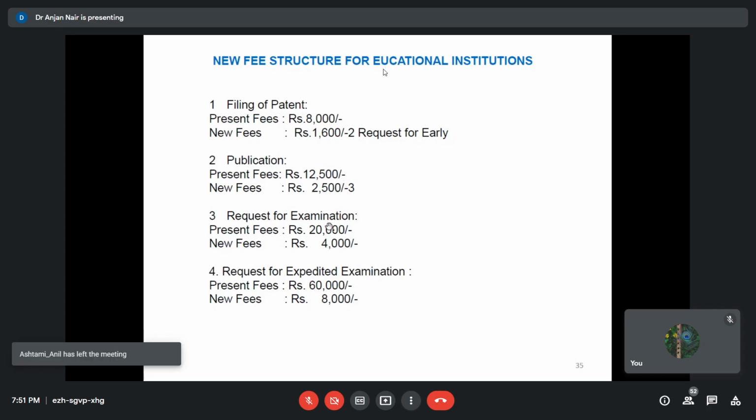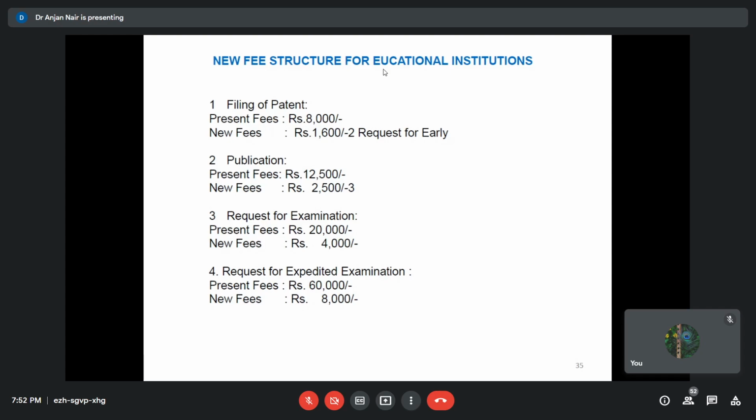Then request for examination was 20,000 rupees. Now it has been reduced to 4,000 rupees. And expedited examination, if you want it, was 60,000, and now it has been reduced to 8,000 rupees. Similarly, there is patent renewal. Once you get your patent, it is not the end of the process. As I told you, the patent is granted for 20 years.